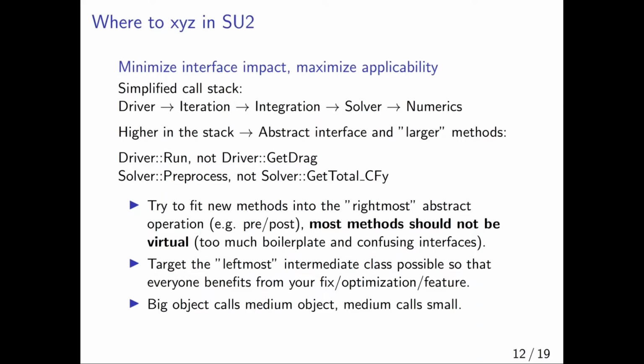Finally, try to stick to a convention where a big object calls a medium object, and then the medium object calls the small object. So not bypassing this call stack and having the iteration, for example, manipulating the numerics or something like that.